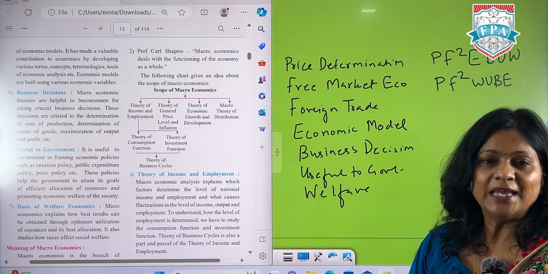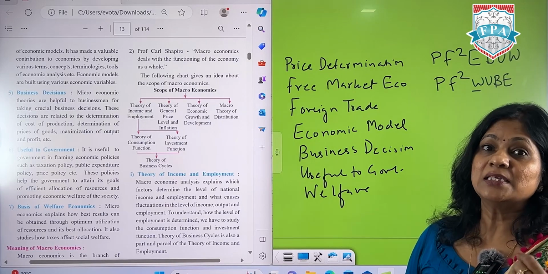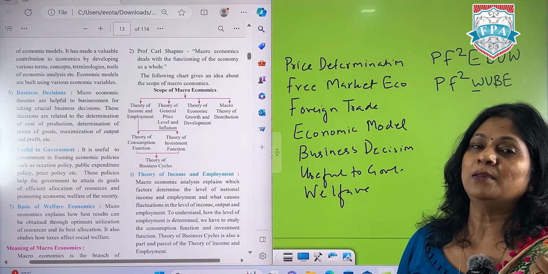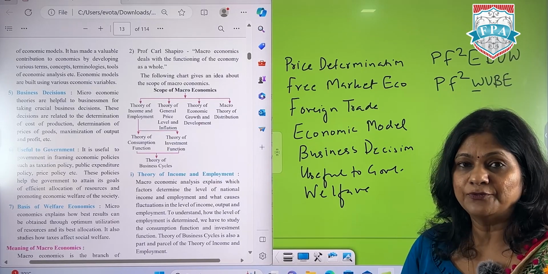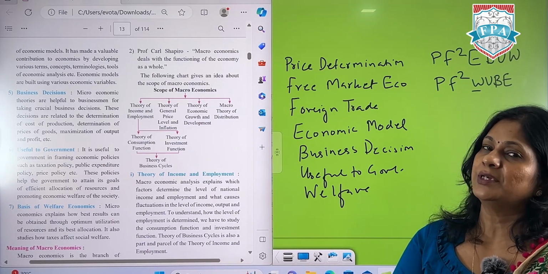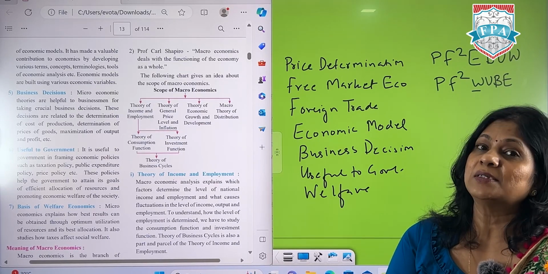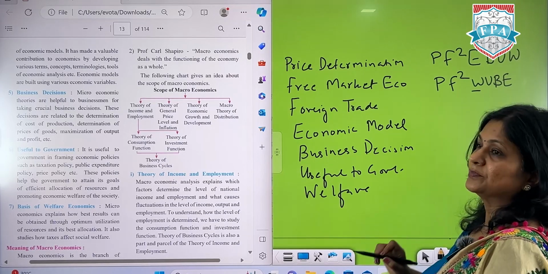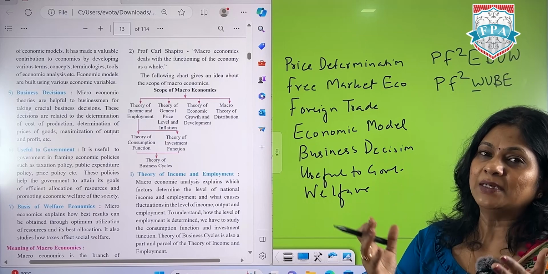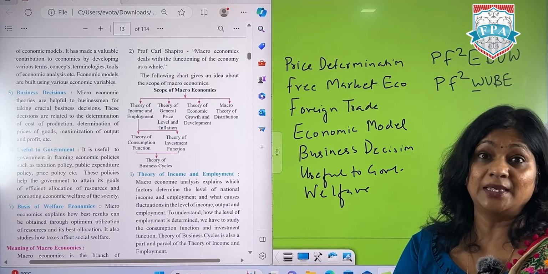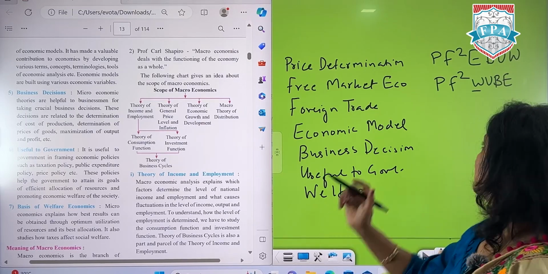WOOB PF square. वूब में W इज फॉर वेलफेयर. जब भी वेलफेयर आए तो आप क्या लिखोगे? माइक्रो इकोनॉमिक्स इज ऑल अबाउट ऑप्टिमाइजेशन एंड यूसेज ऑफ रिसोर्सेज, एलोकेशन ऑफ रिसोर्सेज. सो इट्स helping, it is the importance of microeconomics is it brings about welfare. So that's the W. When you talk about you need to remember it is useful to the government. Government के बारे में लिखोगे तो you'll say it helps you to determine your taxation policy, economic policies.